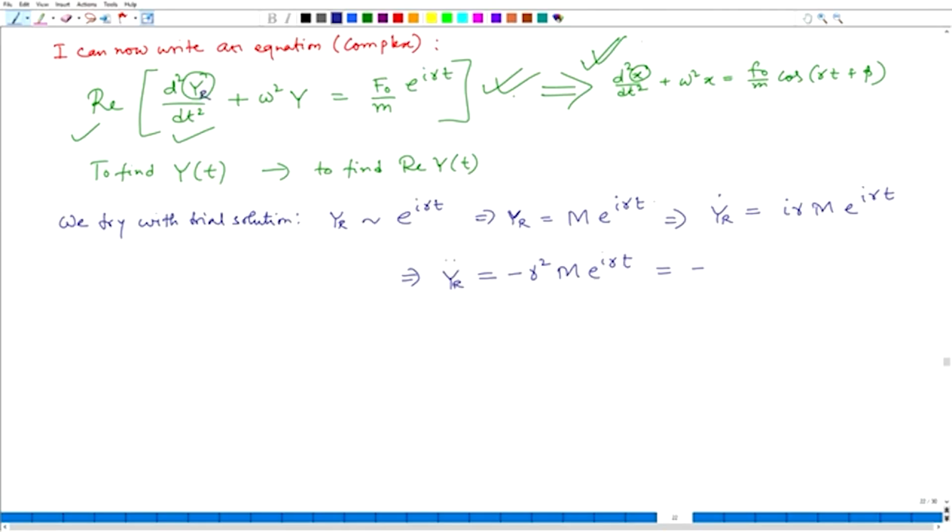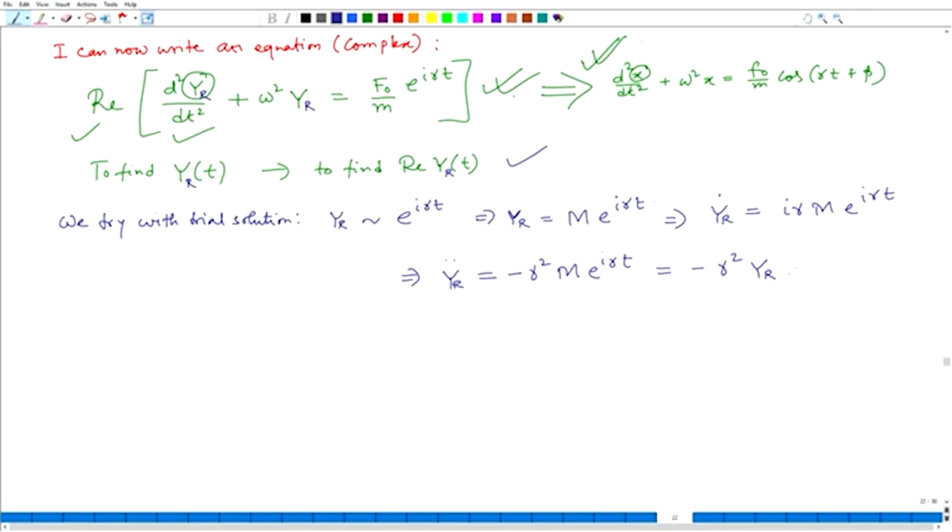I somehow mix some symbols, so I write this as yr. I do not know why I wrote yr, but since I am writing yr, I am just continuing. So, I just change a little bit. The complex variable which I introduced is yr and not y. It does not make any difference anyway. So, yr double dot is minus gamma square yr.